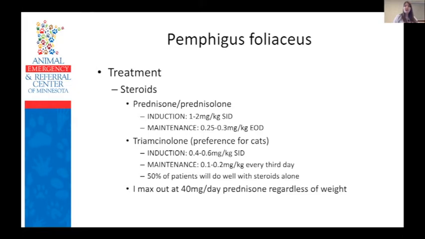I max out, no matter what the disease process is, at 40 milligrams per day of pred. So I don't care if you're an Irish Wolfhound. I don't care if you're a Great Dane that weighs 200 pounds. You're probably going to still max out at 40 milligrams per day of prednisone, just because I feel like the side effects after that get a lot worse.